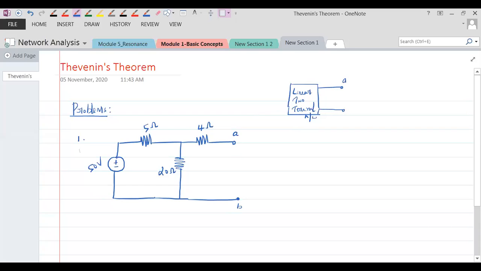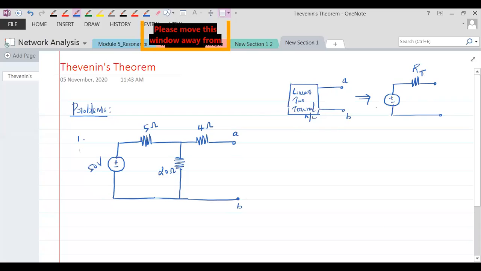So this is AB. What is Thevenin's theorem telling you? Any linear two-terminal network can be replaced by a voltage source in series with a resistor. That resistor is called Rt, and this voltage source is called Vt, which actually is your VOC. What is VOC? See here, these are open circuit terminals, right? So this is a linear two-terminal network. Let me draw that. You will understand.